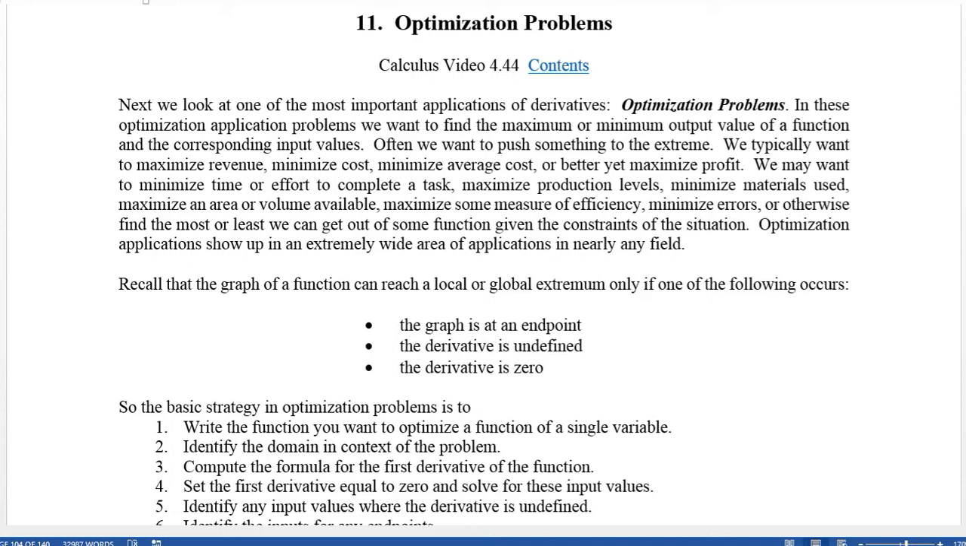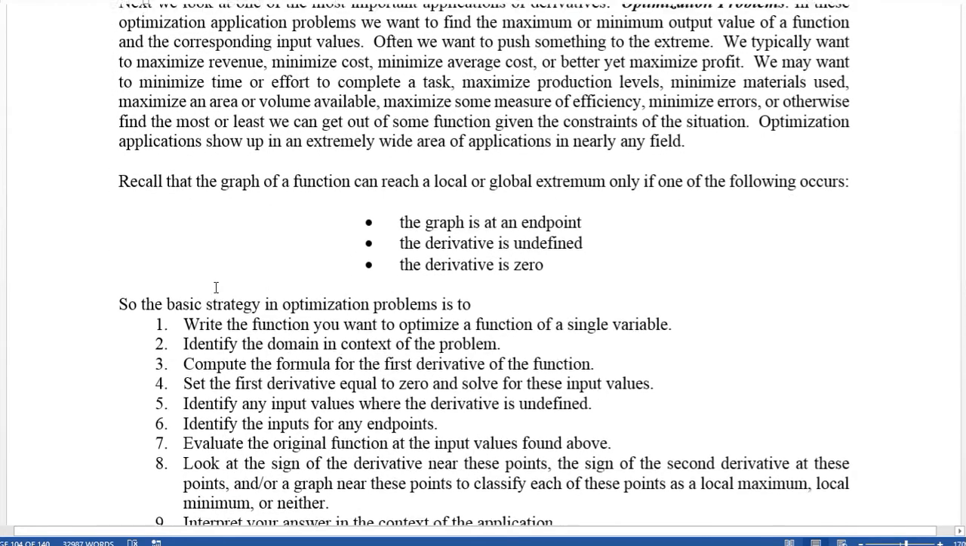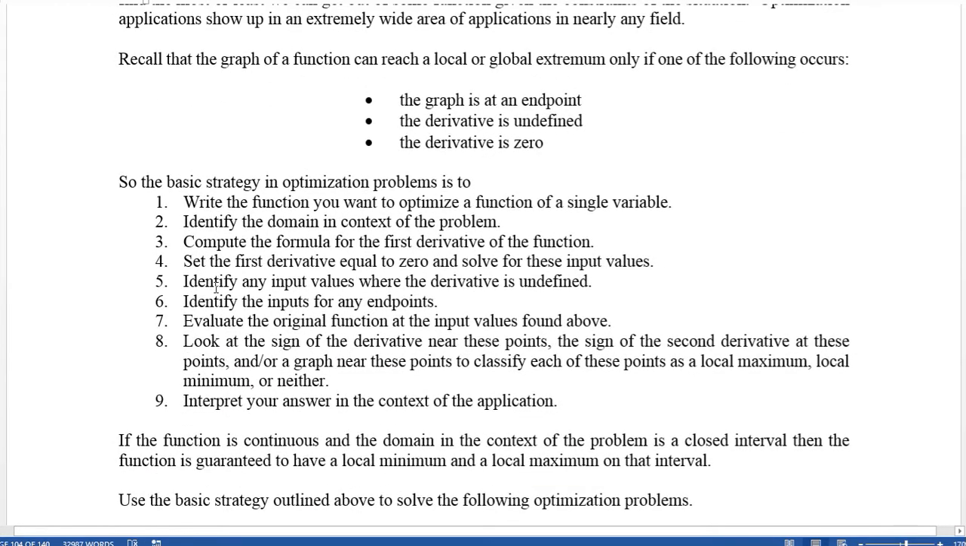So before we get started, let's review a few things that we already know about functions in general. So the graph of a function can reach a local or global extremum only if one of the following occurs. The graph is at an endpoint, the derivative is undefined, or the derivative is 0. Okay, those are pretty much the only things that can happen. Alright, so the basic strategy in optimization problems is to basically find these places.